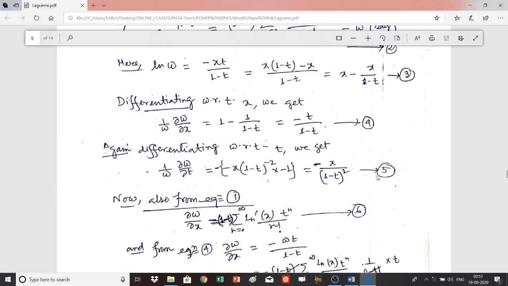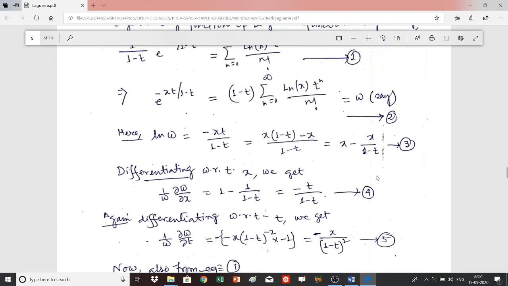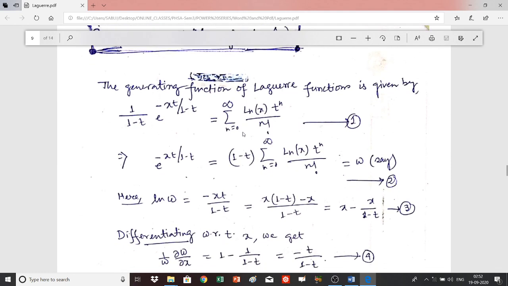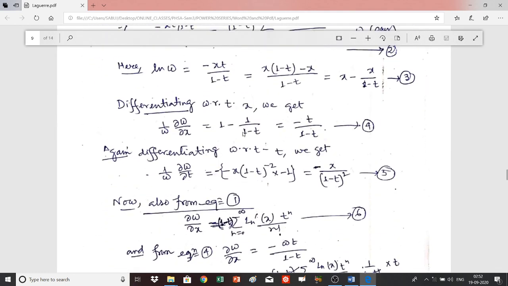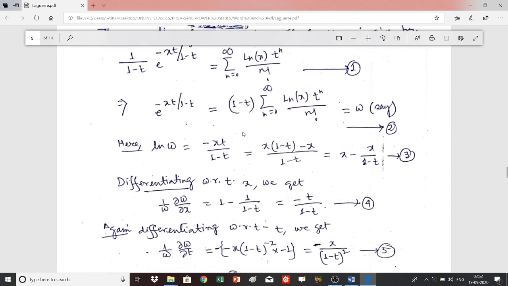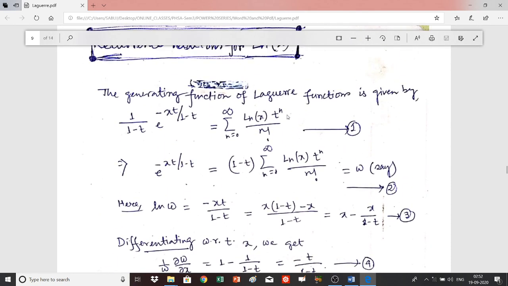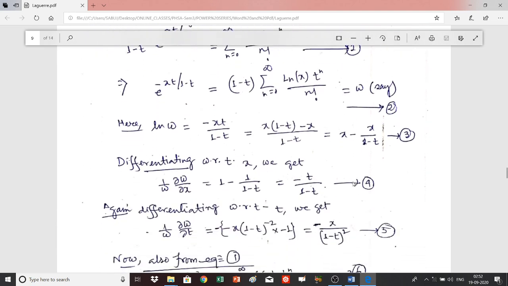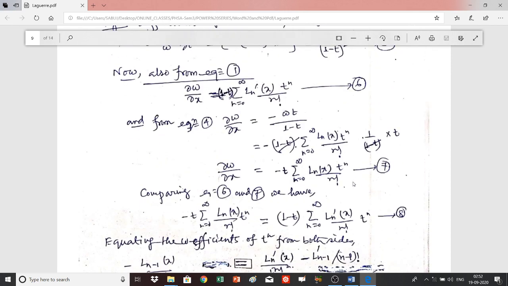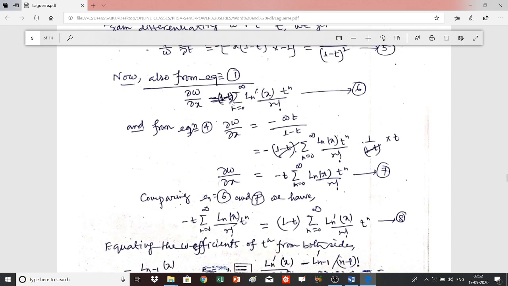Now from equation 1, you can also find del omega del x. If you wish to find del omega del x, it will be from equation 2. From equation 2, del omega del x, just differentiate this term. That will be 1 minus t, sum over n equals 0 to infinity, L n prime x, t to the power n, by n factorial. That is written here. So del omega del x is 1 minus t, sum over n equals 0 to infinity. This is equation number 6.